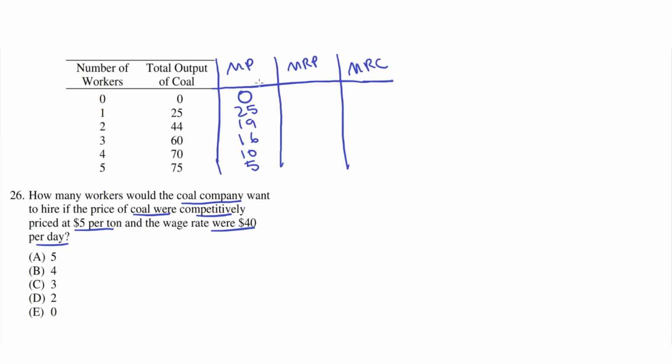Marginal revenue product is marginal product, which is this column, times the price for coal, which is $5 per ton. So for 0 times 5, 0, 5 times 25, 125, 19 times 5, 95, 16 times 5, 80, 5 times 10, 50, and 5 times 5 is 25. Now for MRC, marginal revenue cost, this is simply 40 for each worker, because the wage rate for each worker is $40. So this will be 40 throughout.